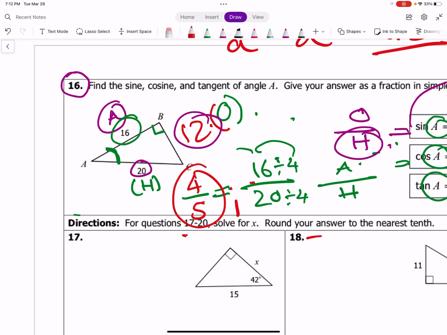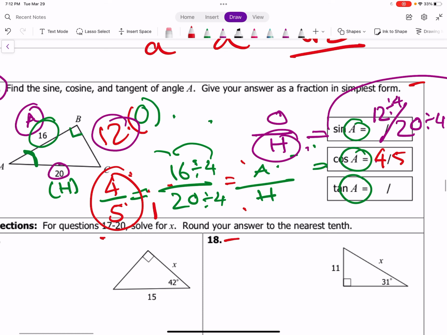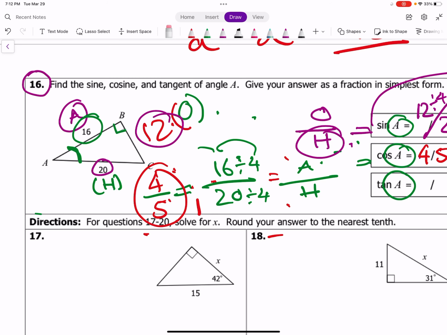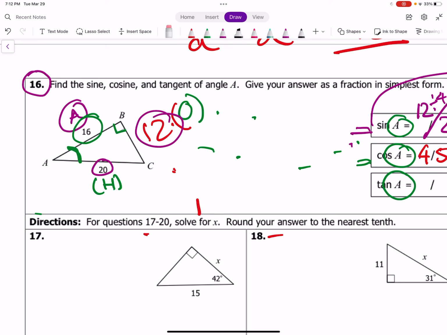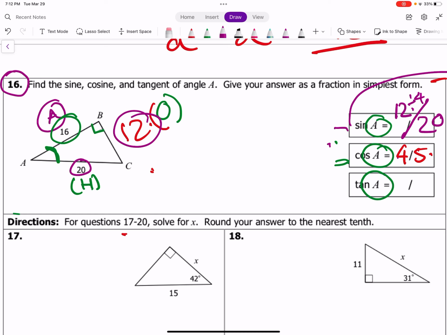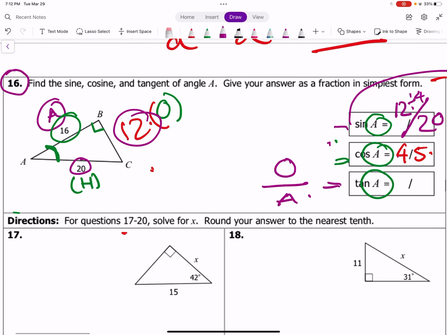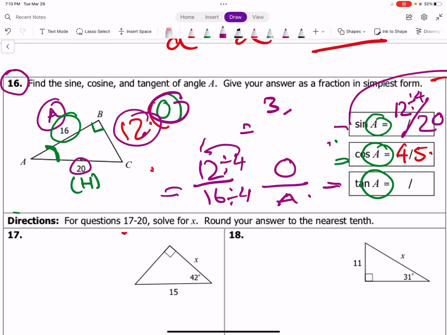Okay, you should be writing here. I'm writing here just to show. So this is 4 over 5. Let me erase this and make it clean. So my tan is what? That's my opposite by adjacent. My opposite is 12 and adjacent is 16. I divide by 4, so I get 3 over 4.